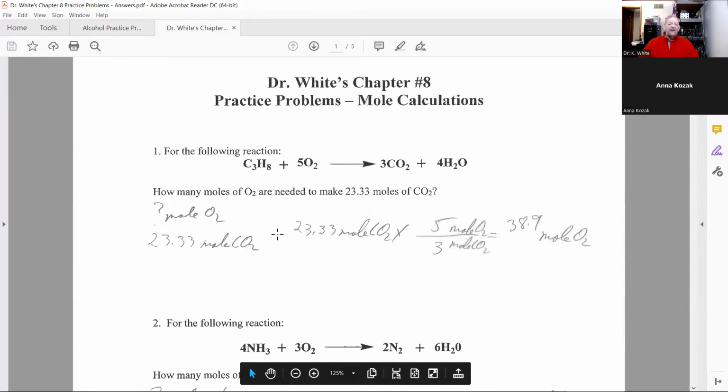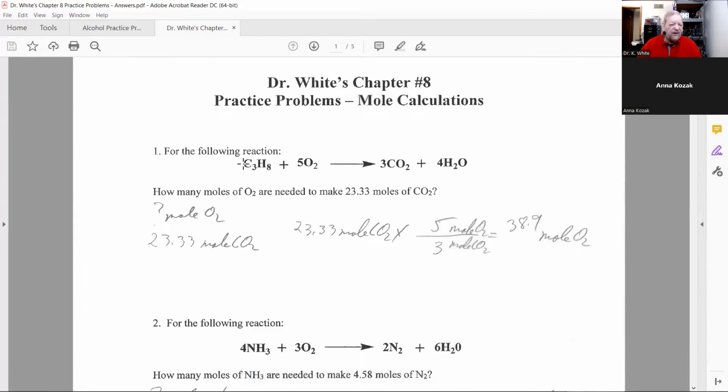All right. Now, let's look at problem number 1. Problem number 1 says for the following reaction, and you're given a balanced chemical equation, C3H8 is propane, that's the stuff in the white tanks for your barbecue, reacts with 5 moles or molecules of oxygen to make 3 molecules of carbon dioxide and 4 molecules of water. Now, the question is, how many moles of oxygen are needed to make 23.33 moles of CO2?